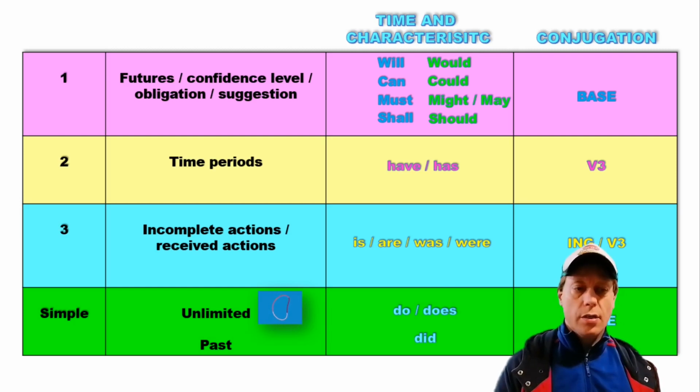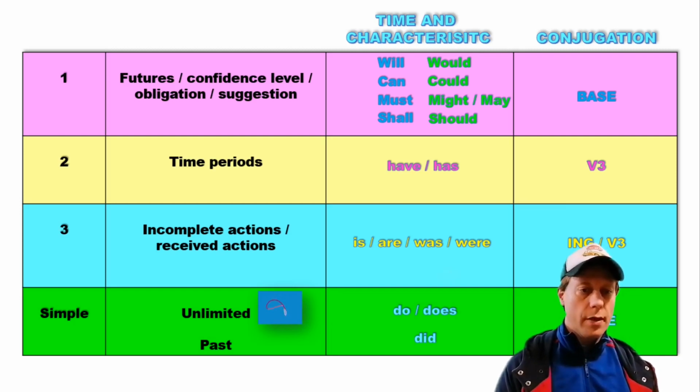The conjugation is the base form, so you can only use the basic form of a verb after a modal, and we'll look at some examples in a minute. The second auxiliary is used for time periods, that's have and has. This auxiliary expresses actions that happen over a period of time, so a duration, if you like. And the conjugation is always the third verb form, or the past participle. So we say V3, PP, whatever you want to say.